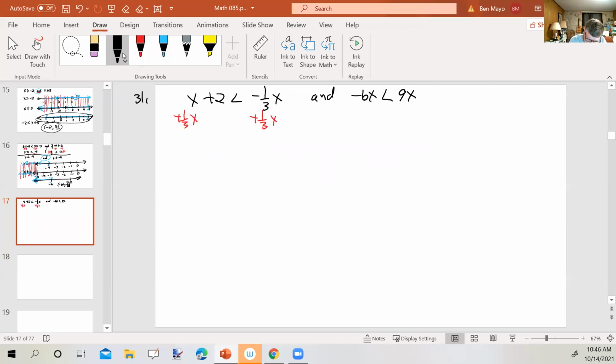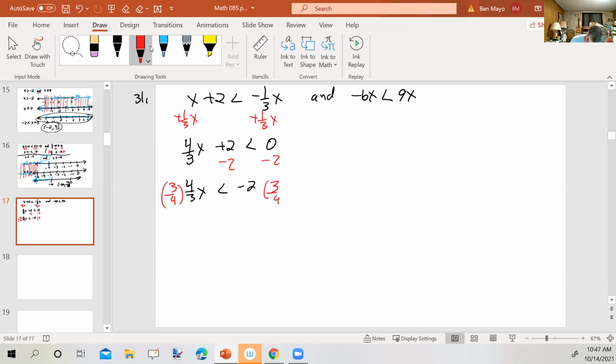So now I get 1 1/3 x, but I'm going to write that as 4/3 x plus 2 less than 0. Okay, 1 1/3 is 4/3. Then I'm going to subtract 2 from both sides. 4/3 x less than -2. Then we'll multiply both sides by the reciprocal of the coefficient of x. So the coefficient is 4/3, the reciprocal is 3/4. That gives me x. And then over here, that would be -1/2 times -3/2... so x is less than -3/2.